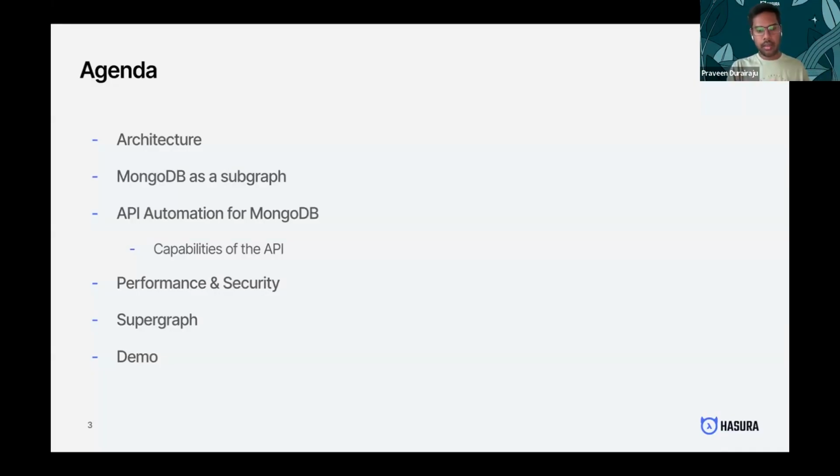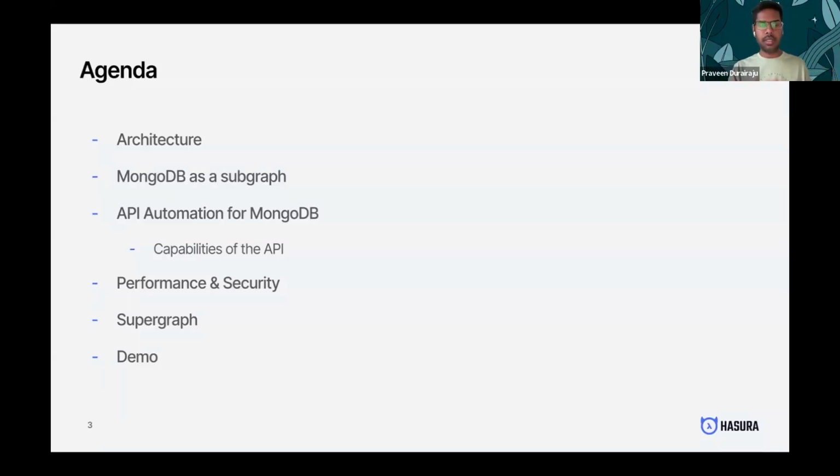We'll also look at the API automation capabilities, what kinds of things that you can do with the API for MongoDB on the GraphQL side. And we'll delve into performance with a focus on that, especially because with GraphQL, it's a pretty interesting topic. And we'll look at how Hasura is able to do high performance here, and we'll touch upon security as well.